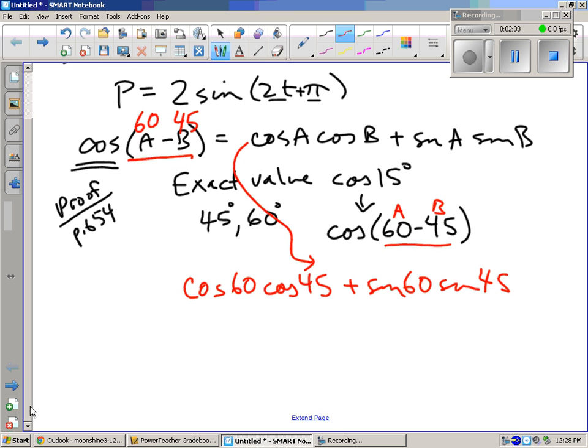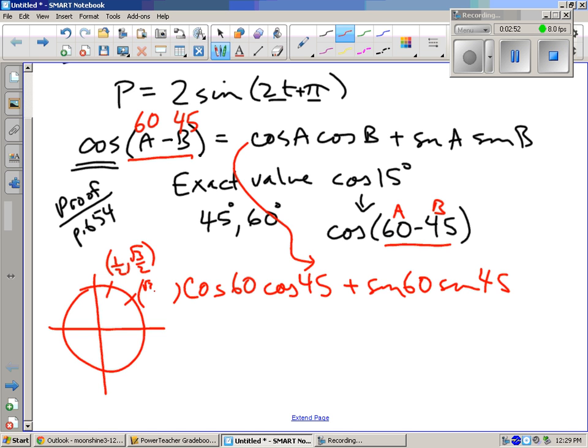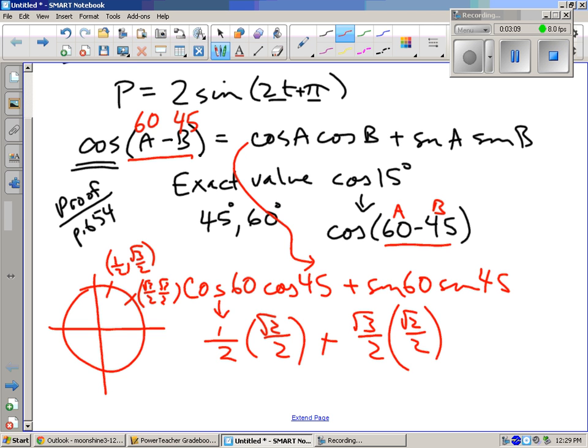Now we actually have to think about our circle a little bit. Can never ever forget your circle. Here's 60. The cosine is 1/2. The sine is root 3 over 2. Here's 45. Those are both root 2 over 2. So plugging those in, cosine of 60 is 1/2. The cosine of 45 is root 2 over 2. The sine of 60 is root 3 over 2. Sine of 45 is root 2 over 2.